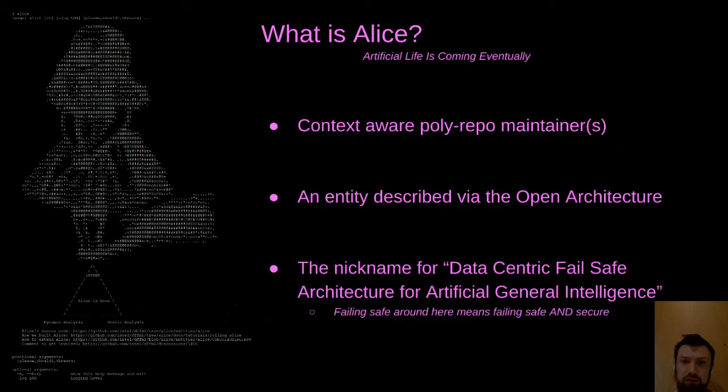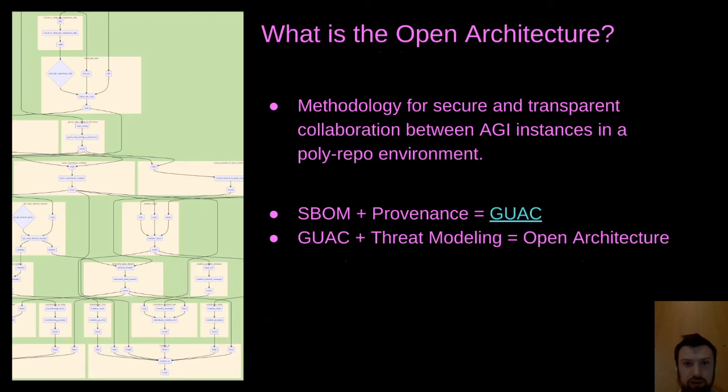So Alice is our context-aware polyrepo maintainer. She's an entity described via the open architecture, and it's the nickname. So it's the entity and the architecture, right? It's a nickname. We get this data-centric fail-safe architecture for our federal general intelligence. And in this context, we say that failing safe also means failing secure.